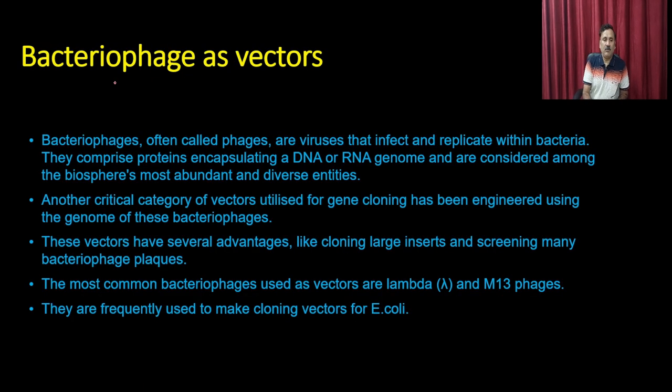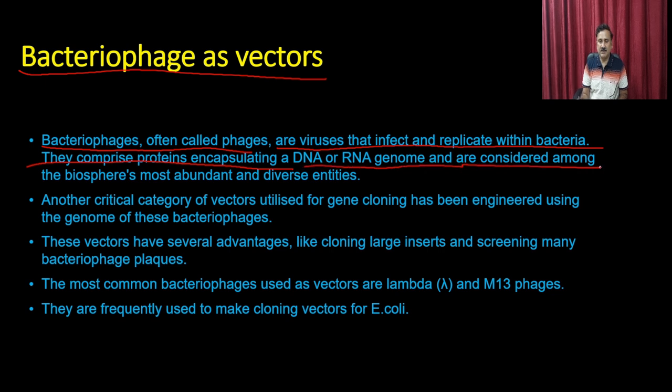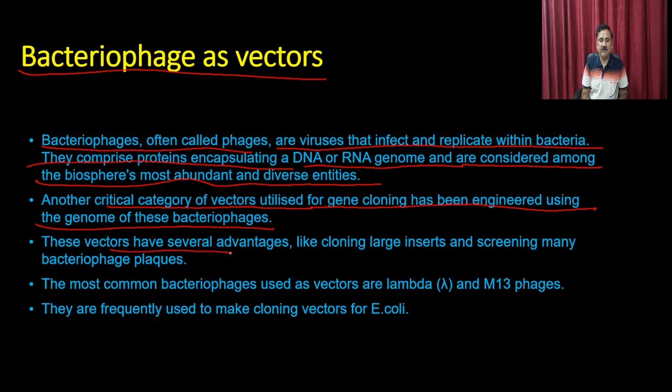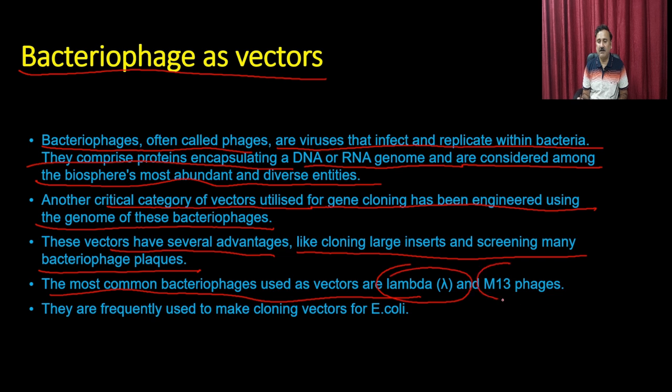Then we'll talk about the bacteriophage as vector. Bacteriophages, often called phages, are viruses that infect and replicate within bacteria. They comprise a protein encapsulating a DNA or RNA genome and are considered among the biosphere's most abundant and diverse entities. Another critical feature is that virus vectors utilized for gene cloning have been engineered using the genome of these bacteriophages. These vectors have several advantages like cloning large inserts and screening many bacteriophage plaques. The most common bacteriophages used as vectors are lambda and the M13 phages.